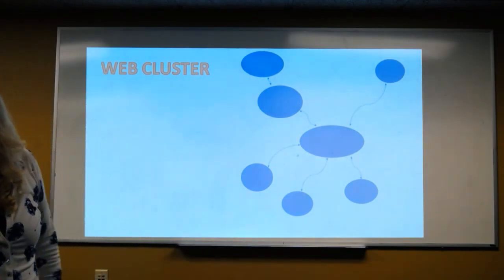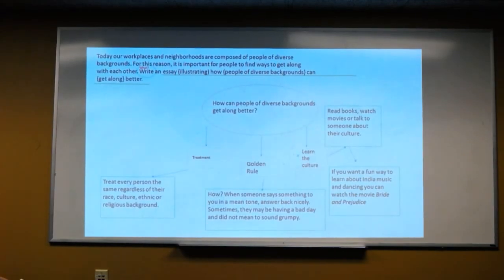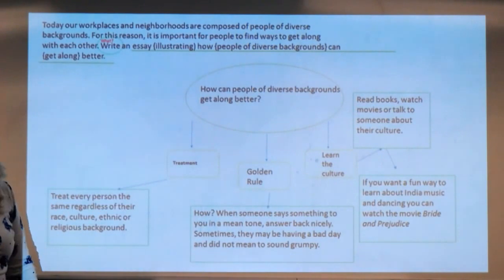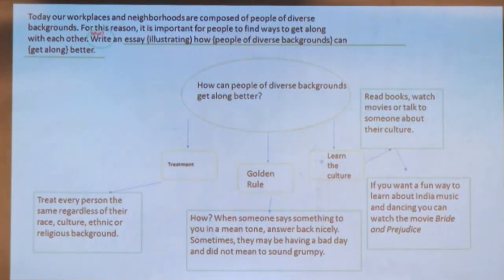So let's look at how this would break down. This is the writing prompt that I had for 8th grade. Today, our workplaces and neighborhoods are composed of people of diverse backgrounds. For this reason, it is important for people to find ways to get along with each other. Write an essay illustrating how people of diverse backgrounds can get along better. So I've read my prompt, so now I would reread my prompt in a much slower, more meaningful way.